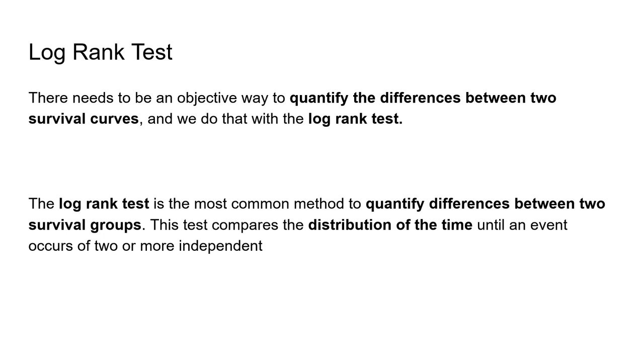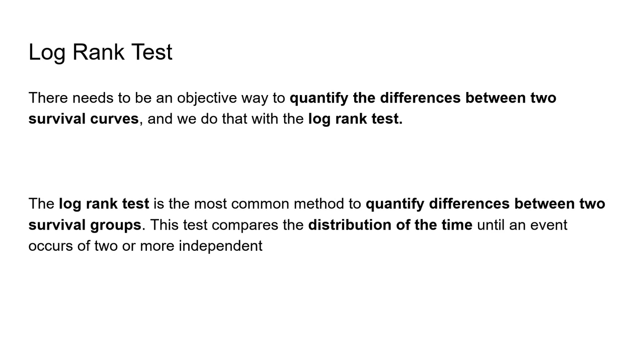Okay, so we've graphed our survival curves now, and we can again start to describe some survivorship probabilities and look at how those curves differ, but now we actually have to quantify the differences between those two curves, and we do this with the log rank test, right? This is the most common method to quantify differences between survival groups, and this is going to compare the distributions of time to event in two or more independent groups, right?